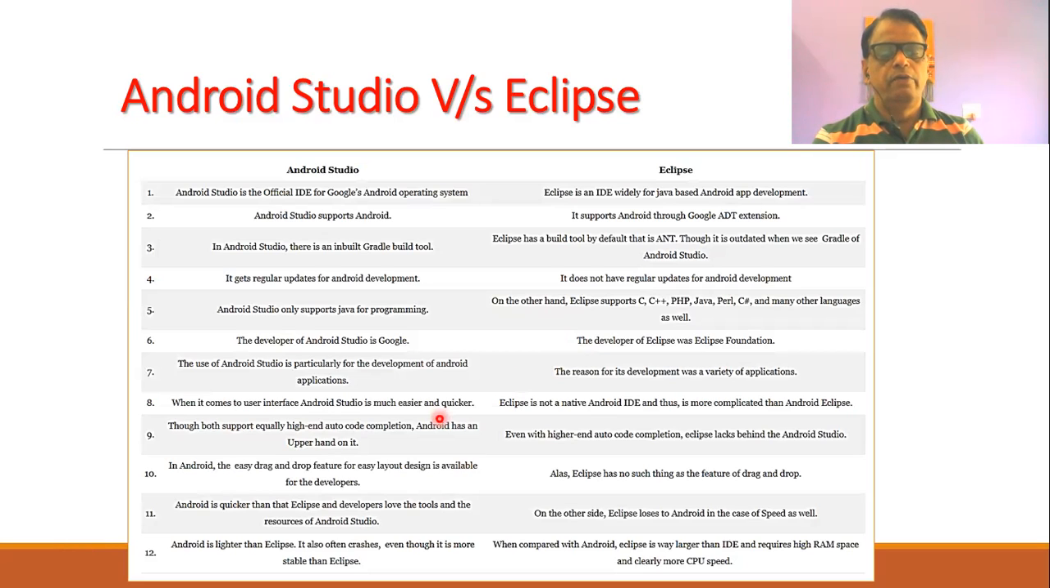The interface of Android Studio is much easier, while the interface of Eclipse is not that easy, because it is not only targeted at Android development. But people find Eclipse easy because there is less lag compared to Android Studio. In Android Studio, an easy drag and drop feature is available. In Eclipse, no such thing is available. Android Studio is quicker than Eclipse, and lighter than Eclipse.